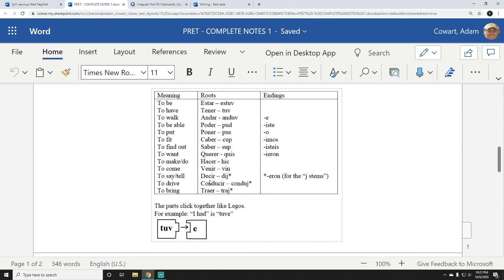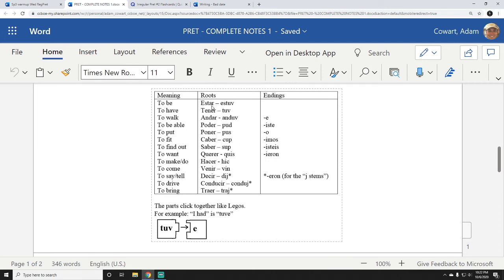Okay, so decir is a really useful, really common verb. So please get familiar with that because that's one, again, if you stick with Spanish, you will see that out in the real world. Like you say, well, she said what to do. Ella dijo qué hacer. To drive is conducir, which becomes conduj, and to bring, traer, becomes traj.